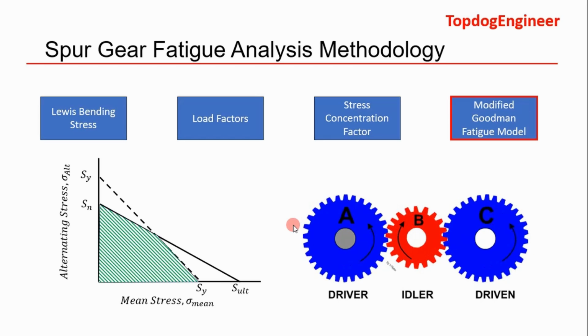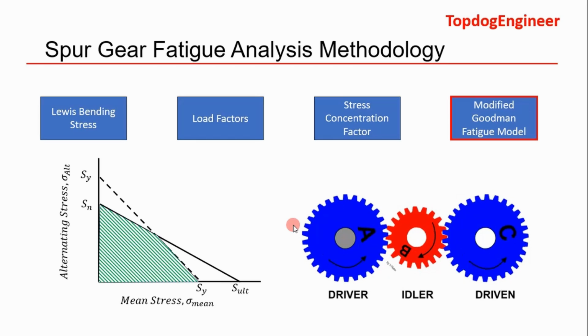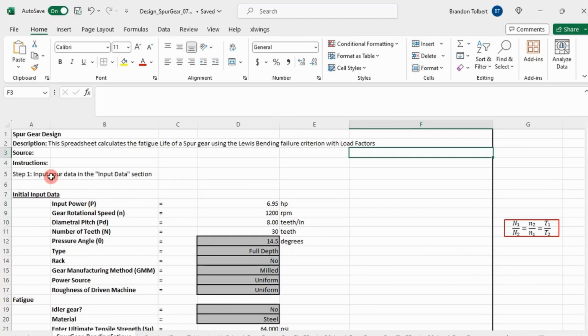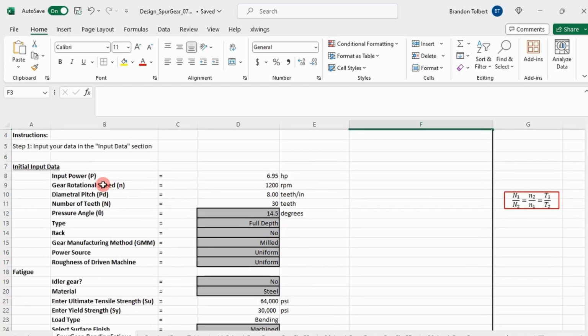So that's it. Let's step into the Excel application to show how to run calculations for first order analysis using the Lewis bending stress failure criteria. This spreadsheet determines the fatigue life of a spur gear using the Lewis bending failure criterion. It includes load factors. You can see here these are our inputs.